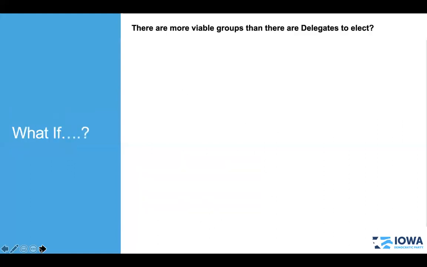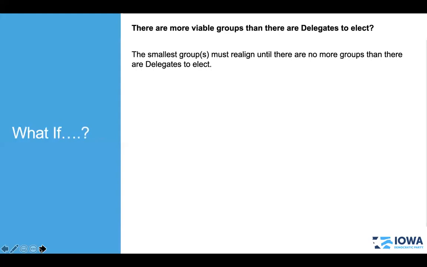Now we're going to move into some what-if scenarios. In this scenario, and this is one that could happen, there are more viable groups than delegates to elect. As you know, no precinct can elect more delegates than they are allotted. So if there are more viable groups, we need to have a plan for that. The smallest group must realign until there are no more delegates to elect.